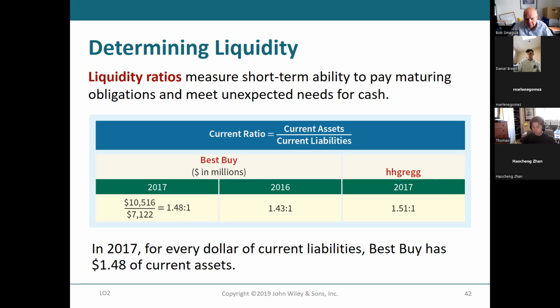It's good to know that in the prior year it was 1.43, and 2 years before, or this is a different company, 1.51. So 1.51 is better. Suppose the ratio was 2 to 1. That would mean that for every dollar you pay off in current debt, you have another dollar left over. What if the ratio was 3 to 1? Would that be better still?